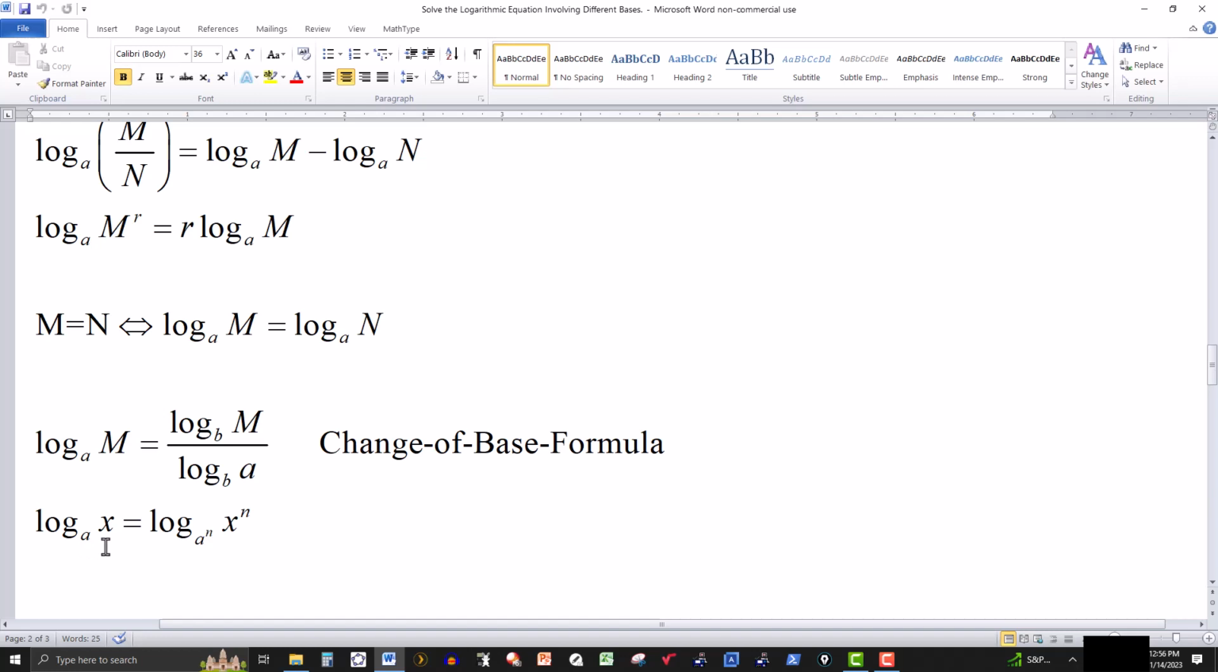And this one, the last one here, the log of x to base a equals the log of x to the n, a to the n. This one I proved in another video, so that's one you can also use.